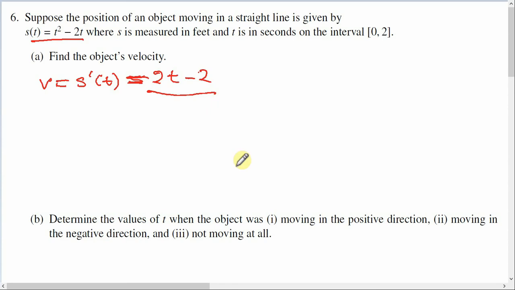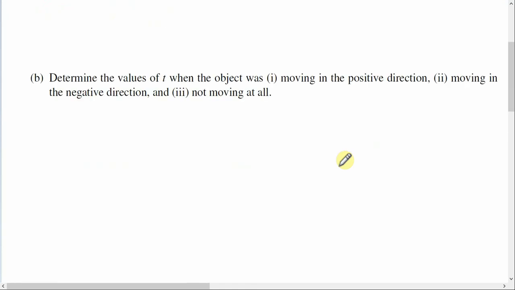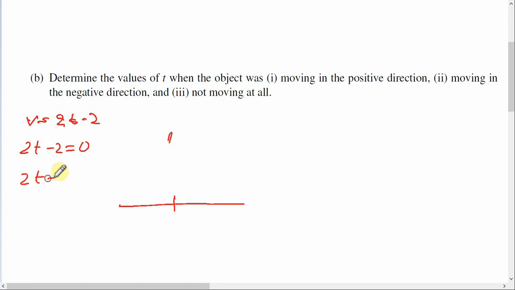And then part B says determine when the object was moving in the positive direction, moving in the negative direction, and not moving at all. So there's my derivative again. So my velocity is 2t minus 2. And I know that I can get this by doing a sign chart. And there's only one value involved, so it makes it a little bit easy. I put where this one is 0. So 2t minus 2 equals 0 would give me 2t equal 2. And that's going to give me t equal 1. So that's happening at 1.